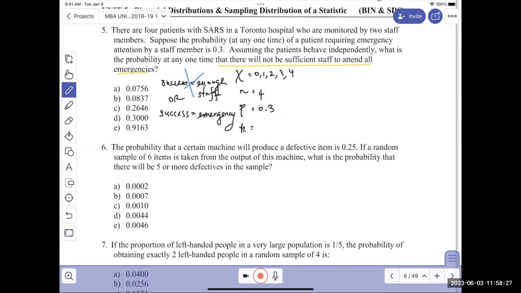So K will help us get the answer to the question. The overall question is not enough staff. So which of these would indicate not enough staff? If there's 1 emergency, do we have enough staff with 2 staff members? So the underlying assumption here is that you need at least one staff member to attend. It doesn't say that, but.